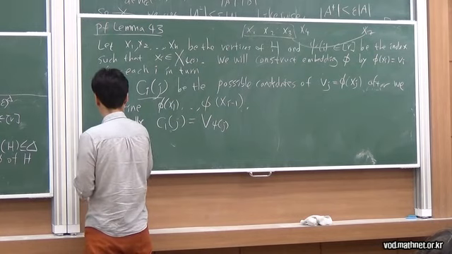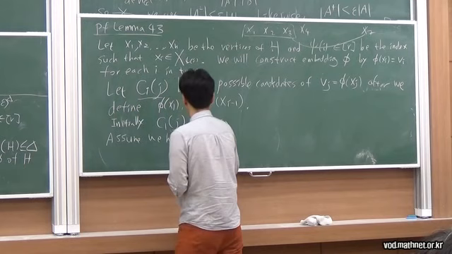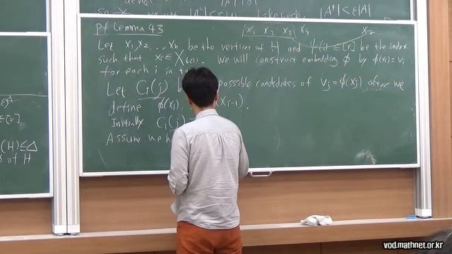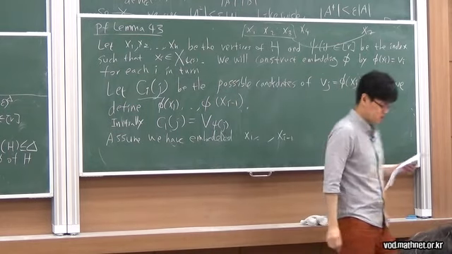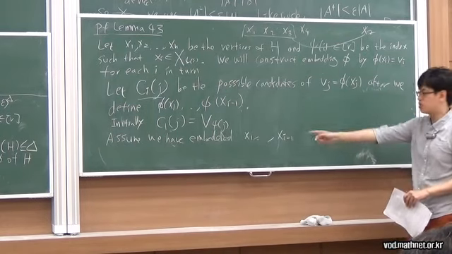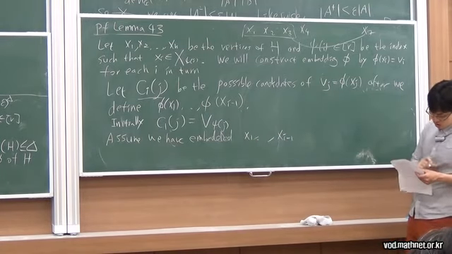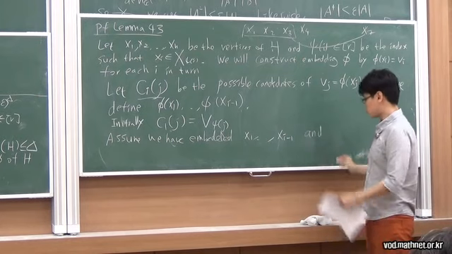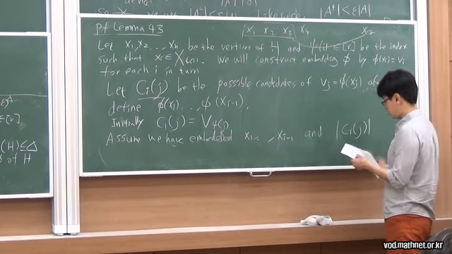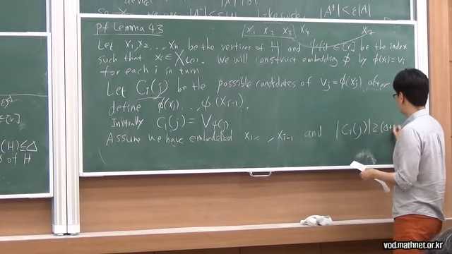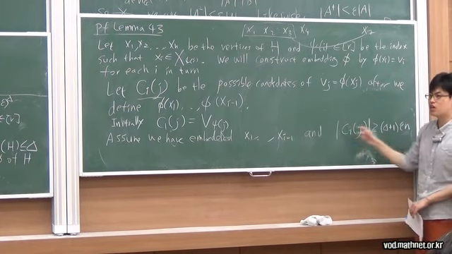So assume we have embedded x1 to, say, xi minus 1. So we are about to embed xi. That means b1 to bi minus 1 are all determined. And then we assume that all of c i j is at least delta plus 1 times epsilon n. So this is our induction hypothesis.